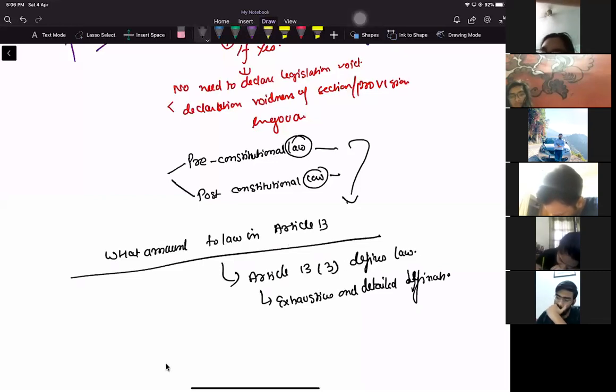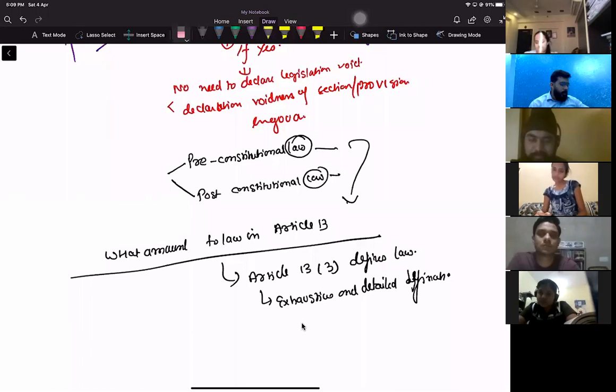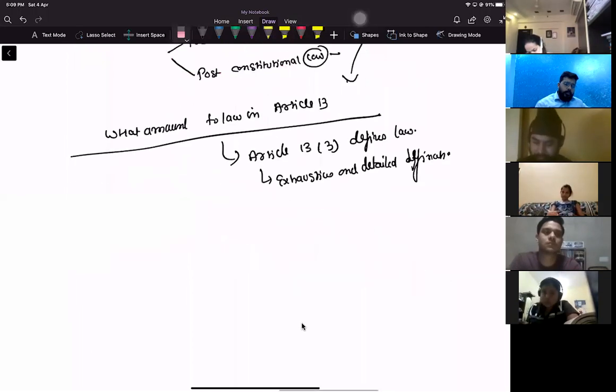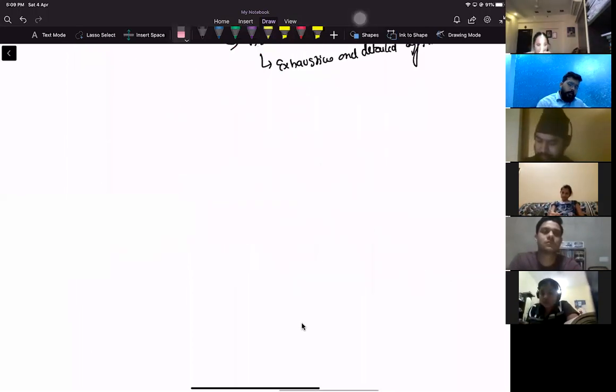So this definition of law is very exhaustive. And third, let us read what they are saying. The article, unless the context otherwise. So this clause says, what do you mean by unless the context otherwise? We know this, what does it mean?